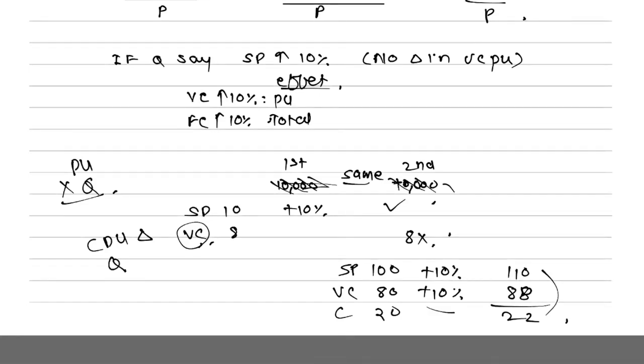The percentages are the same. So in the question, if it is said your selling price is increased by 10%, and we want to keep the same PV ratio, your selling price has increased by 10%, which was 100, and you want to keep the same PV ratio, so you have to increase your variable cost also by how much? 10%. Then that ratio will remain the same. So that was all the basics which we have discussed with reference to this.